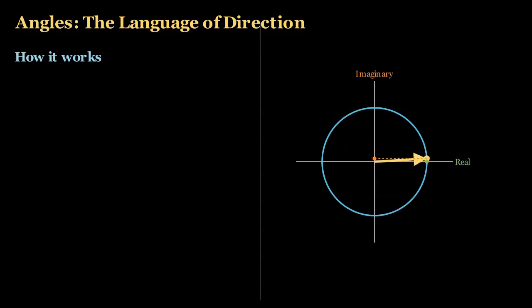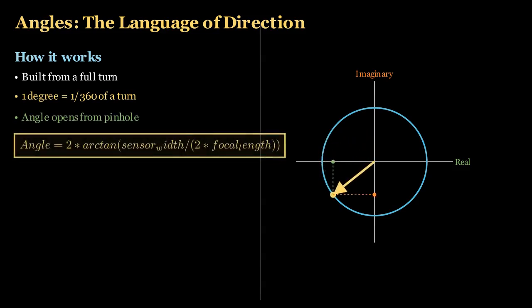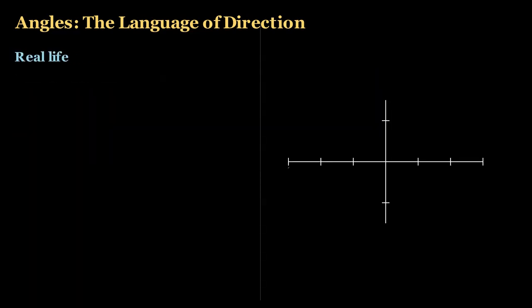We build angles from a full turn. Imagine a circle around you. A degree is just one slice of that circle, 1/360th of a turn. In our pinhole camera, the angle opens from the pinhole to the edges of the sensor. A bigger... Let's solve a real problem.